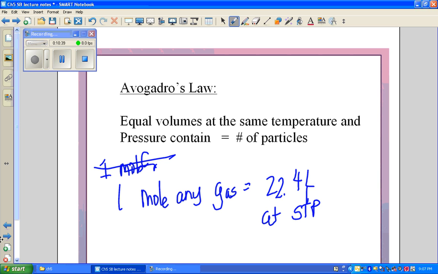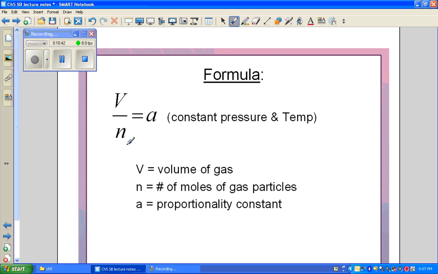And so what he figured out is that in this situation, the volume is directly related to the number of moles of the gas particles and is equal to a constant. So we have V, the volume of gas, n, the number of moles of gas particles, and a, which is just a proportionality constant. Again, it's just another way to look at it if you don't have a balanced equation. You can take a look at the volume compared to the number of moles and see how that gas is going to act. And we're going to be using this now when we go into the ideal gas law.